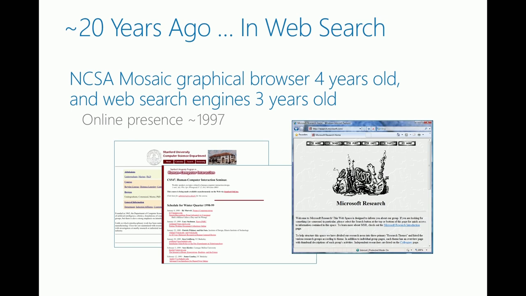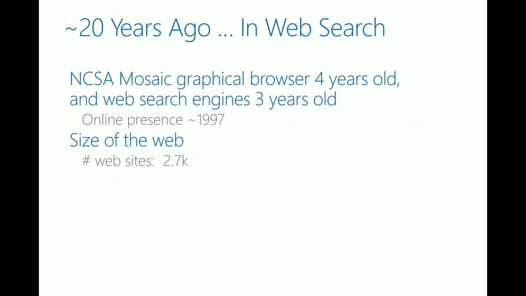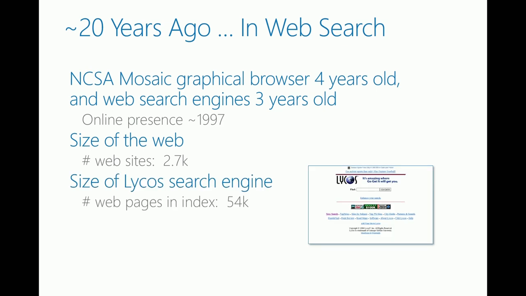This was Microsoft Research's homepage in 1997. It too was Times New Roman. It had a search button and some really interesting nav features. The size of the web around this time was about 3,000 sites. The size of Lycos, one of the earliest web search engines, when it debuted, was 54,000 pages. That number of sites is probably added every minute or so these days.